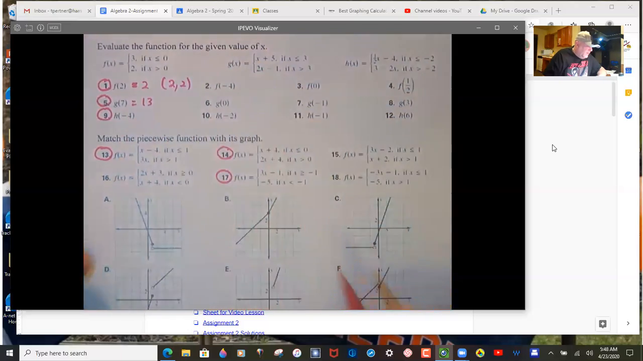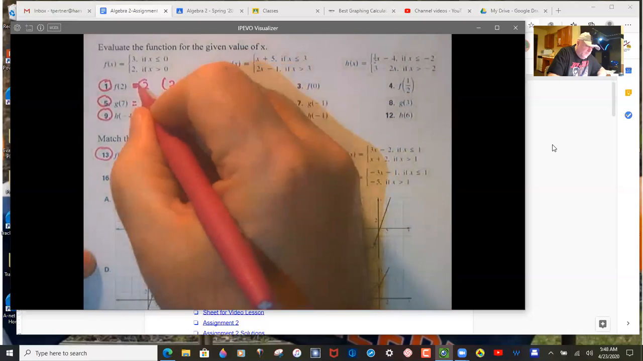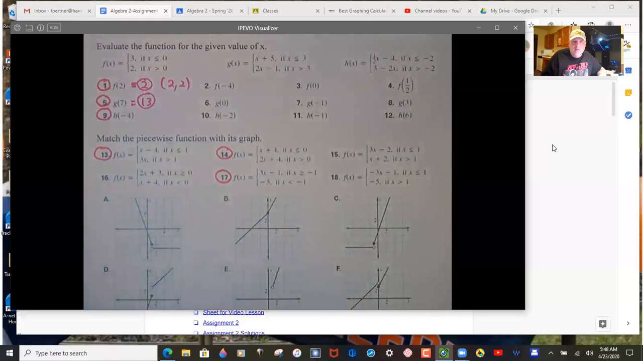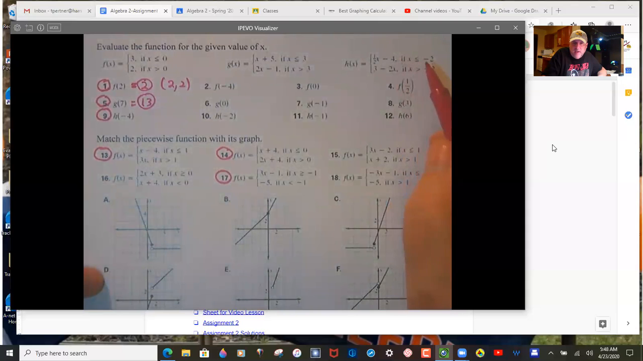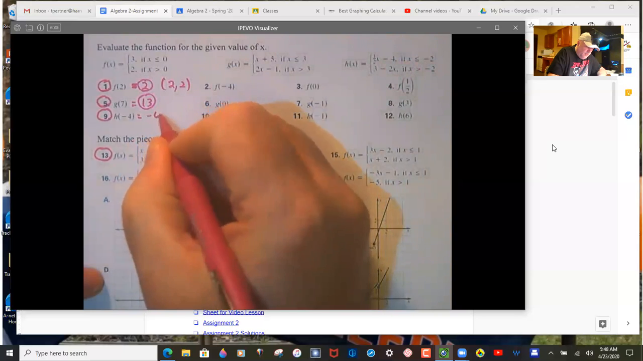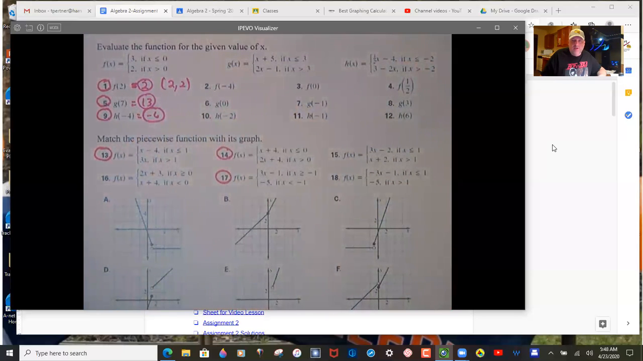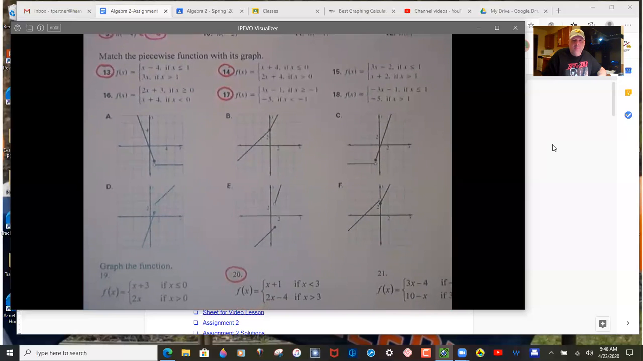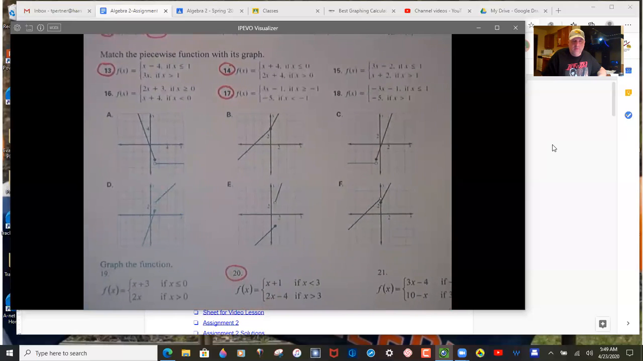So in that one, you had an x to substitute in for. h of negative 4. So over here, it's the top one. x is negative 4 in the top line because it's less than or equal to negative 2. And so you do 1/2 times negative 4. That's negative 2. Negative 2 minus 4, negative 6. So pretty simple on function evaluation in piecewise functions. You just need to figure out what part of the piecewise function you use.